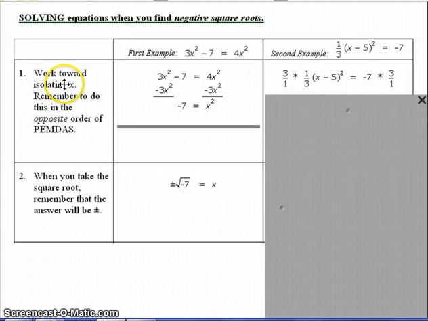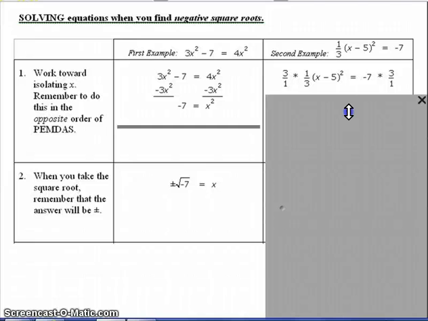Now, as promised, let's look at that second example here that you're going to help me with. I've got 1/3 times this binomial squared equals negative 7. Well, I'll spot you the beginning. I'm going to move the 1/3 to the other side by multiplying both sides times 3. Hit the pause button, jot down for yourself what the result would be, and then I'll reveal it. I'll do that each step of the way.